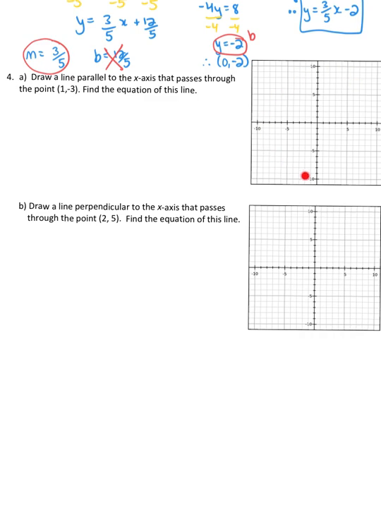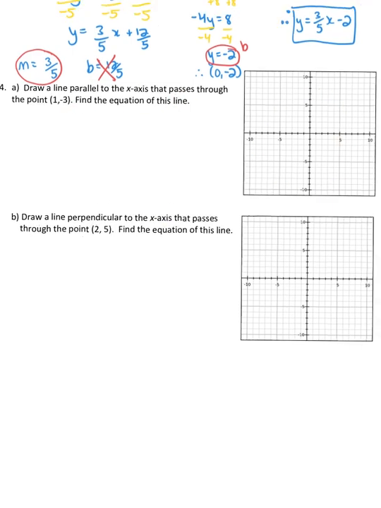So I have included the grids again. Here, these will be useful to helping us find these equations. If you are not given a grid to solve similar questions, you might want to sketch one. So let's look at number 4a. We are asked to draw a line that is parallel to the x-axis and it passes through the point (1, -3). We are then asked to find the equation of this line.